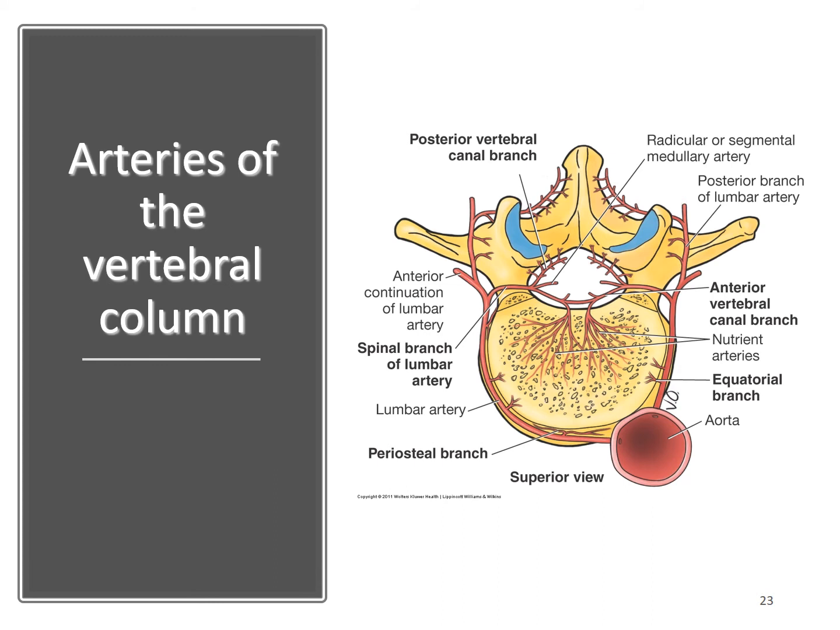Here's a brief overview of the arteries. So we're looking from superiorly now. Here is the aorta, which is going to be the abdominal aorta, as this is a lumbar vertebra. You can see coming off the aorta your equatorial branches, anterior vertebral canal branches, periosteal branches, a spinal branch of a lumbar artery, and the posterior vertebral canal branch.